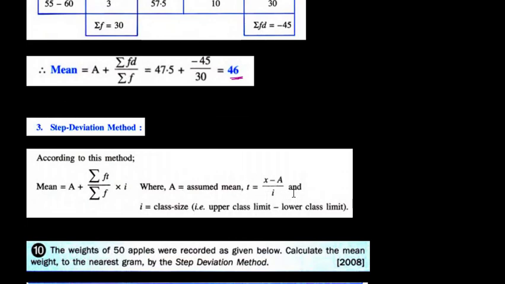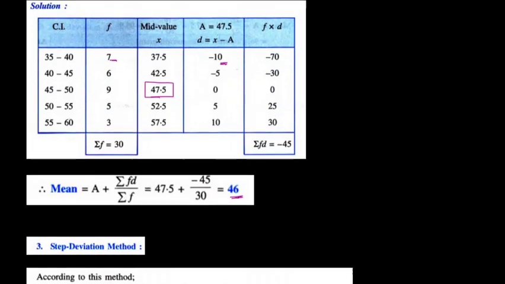Okay, so i is generally the class size. I is the class size, meaning the difference of the highest and lowest value. Now this is true in case we have continuous classes. Continuous class means like here 35-40 and then I am starting with 40, 45 to 50, then I am starting with 45.